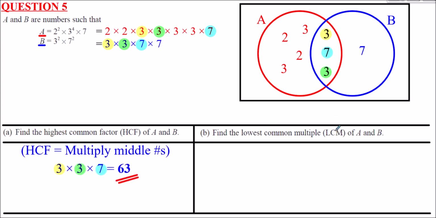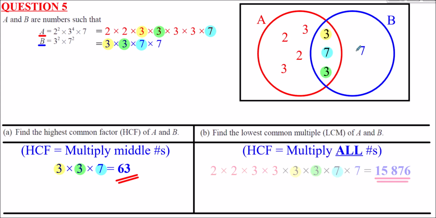The lowest common multiple, again we can use a Venn diagram, but this time, instead of just multiplying the middle numbers together, now what we need to do is multiply all the numbers together. So it's 2 times 2 times 3 times 3 times 3 times 7 times 3 times another 7. This time that gives us an answer of 15,876.